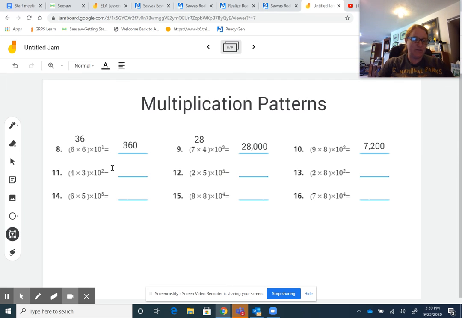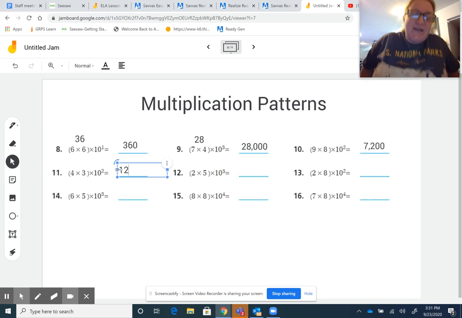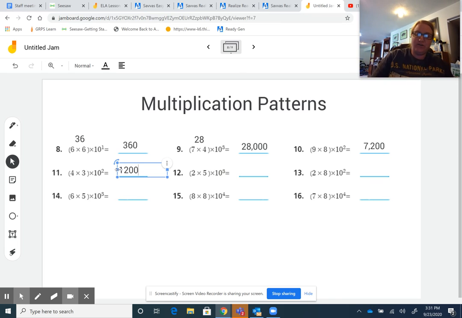The next one says 4 times 3 is 12 times 10 to the second power. The second power of 10 means I need 2 zeros. So I'm going to go back 3 spaces to put my comma in there. And then the next one, number 12, 2 times 5 is 10.